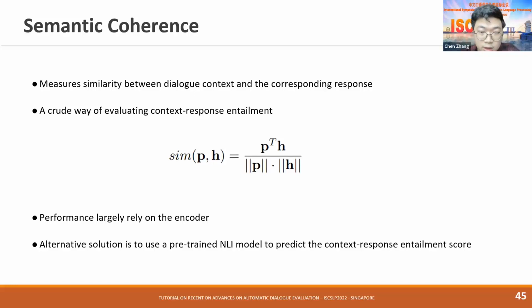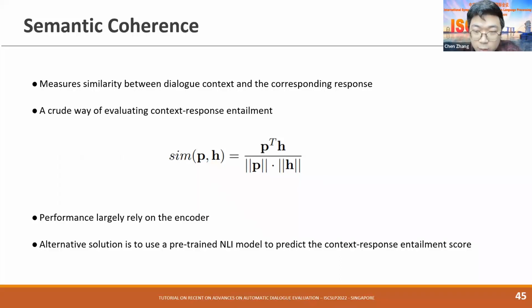Another untrained metric is semantic coherence. It relies on the sentence embedding of the context and the hypothesis. We compute a similarity between the hypothesis and the context, which is a coarse way of evaluating local topical coherence. It works similarly to the embedding-based reference-based metrics, except we replace the reference with the embedding of the previous utterance. The performance of this metric largely relies on the text encoder we use. The better the semantic representation of the context and response, the better the performance will be.